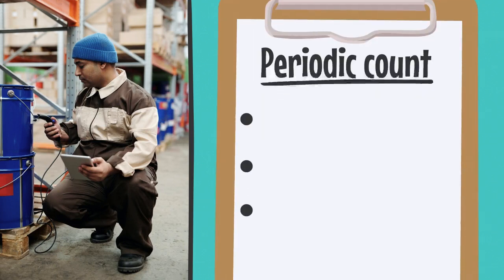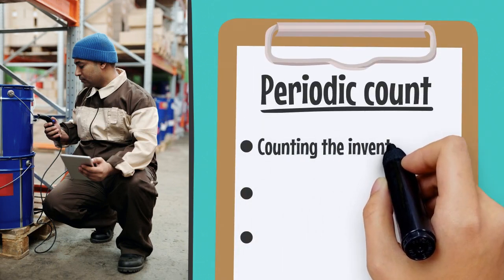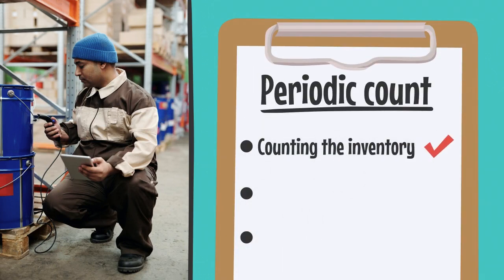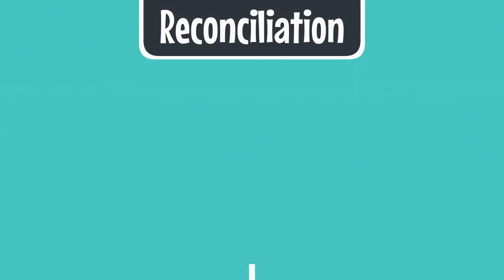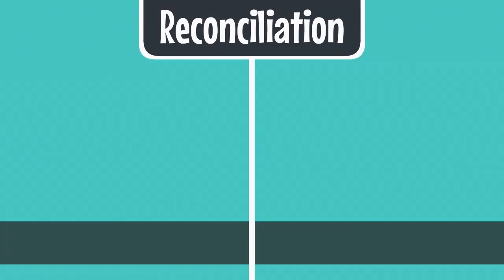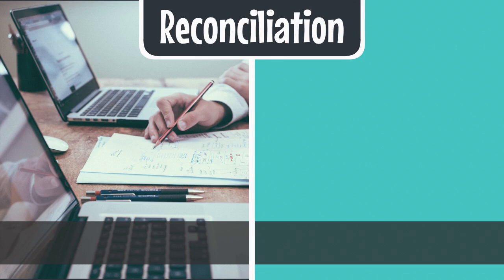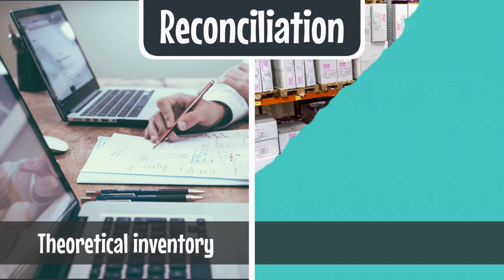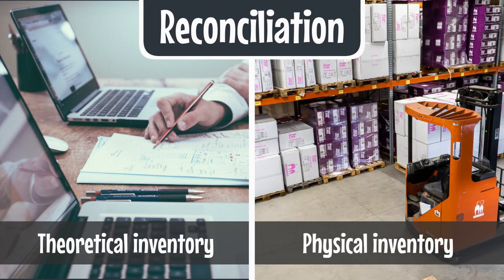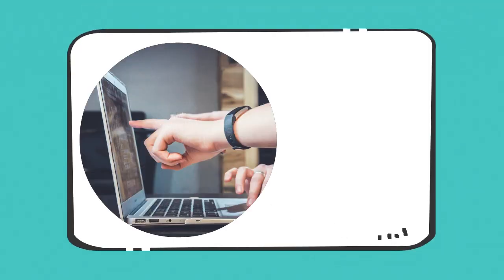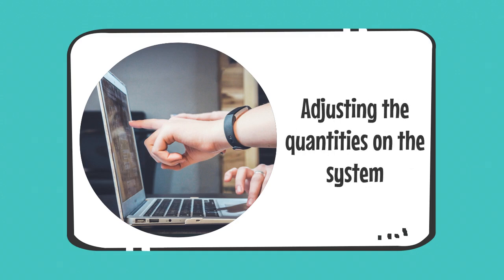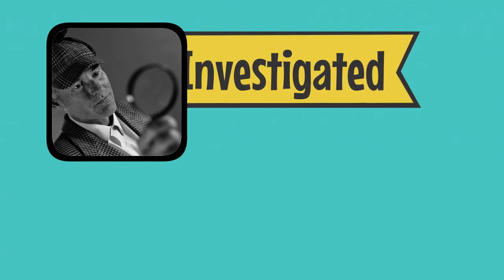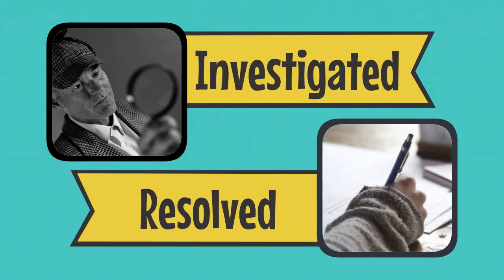Counting the inventory in your business is only the first step to performing a full periodic count. Once the count is completed, the reconciliation between what is on the system or warehouse management system, known as theoretical inventory, and what is on the floor, known as physical inventory, needs to be done. Inventory reconciliation is not as simple as just adjusting the quantities on the system to match the physical count. Each discrepancy needs to be investigated and resolved.